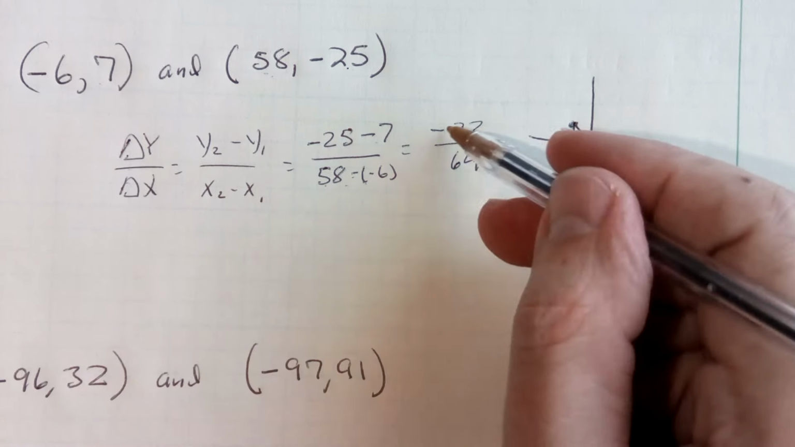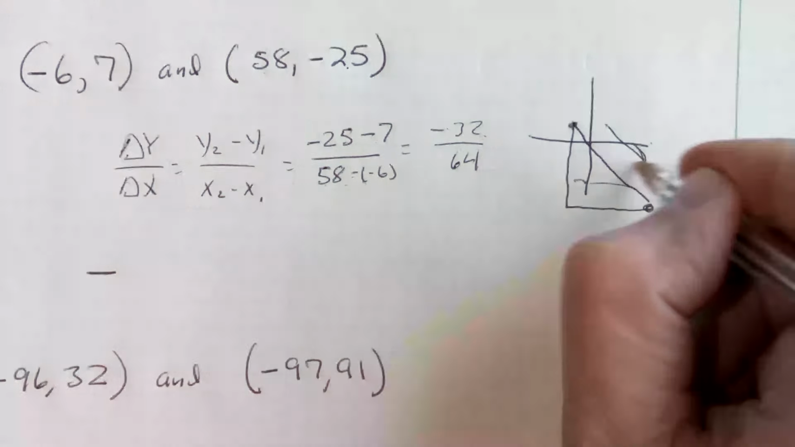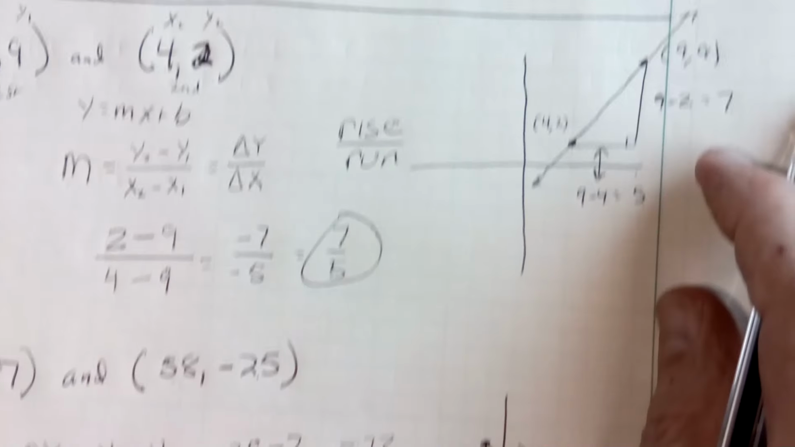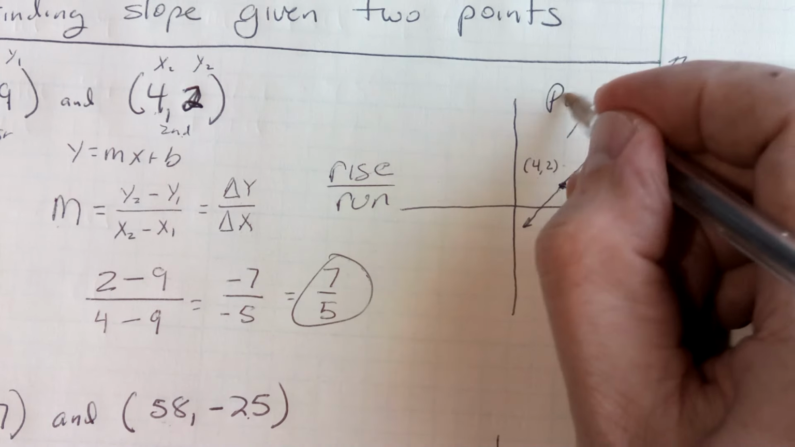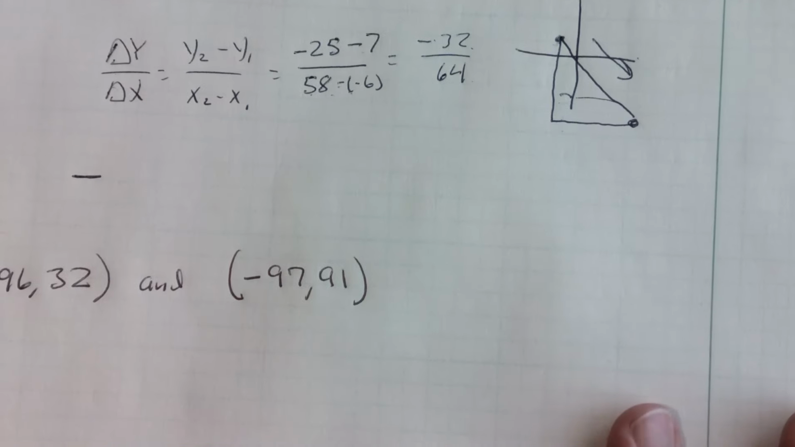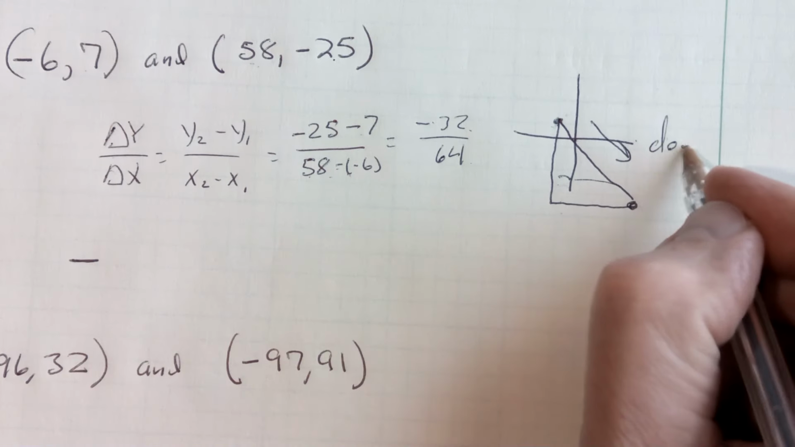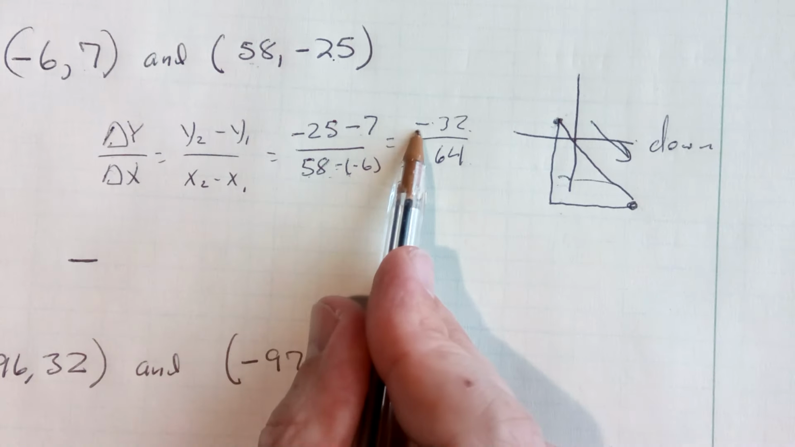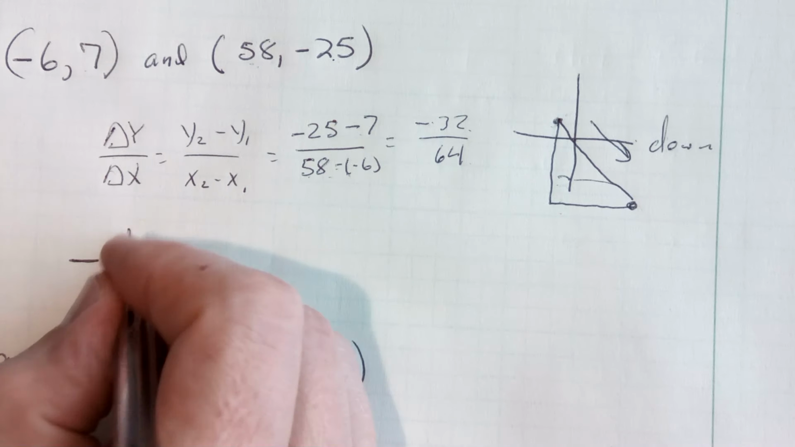I have a negative over a positive. My final slope is negative. By the way, I'm going downhill. Remember that as well. If the slope is going uphill, going left to right, uphill is a positive. If the slope is going downhill, going from left to right, the slope should be negative, which I got, -32 over 64, which, by the way, reduces to -1/2.